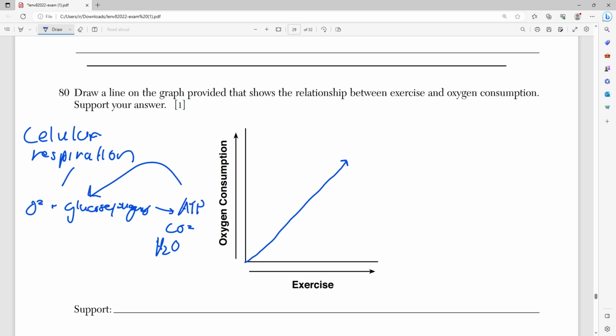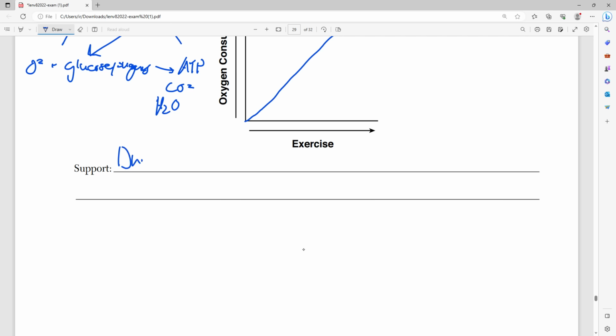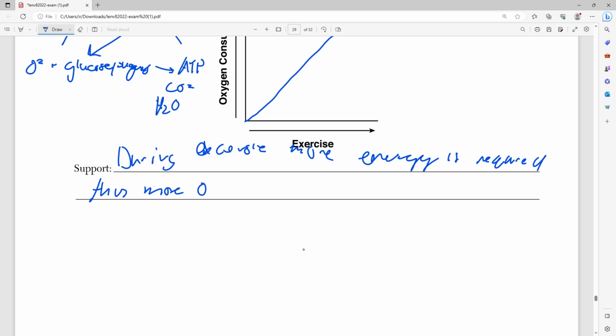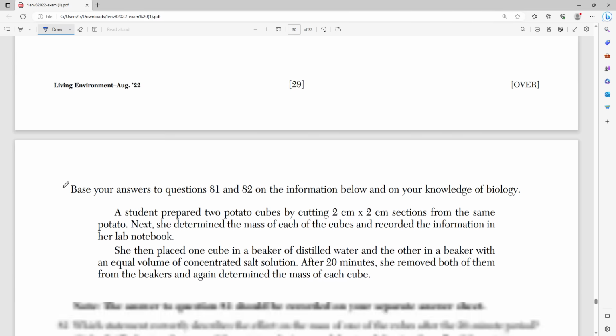Whenever you run, you begin to pant, or you breathe really heavy. That's your body taking in more oxygen so it can produce more ATP. My support for this is everything that I've just been saying. During exercise, more energy is required, thus more oxygen is required, right? You could also say that you need more ATP, you need more oxygen to create ATP, and so on and so forth, right?